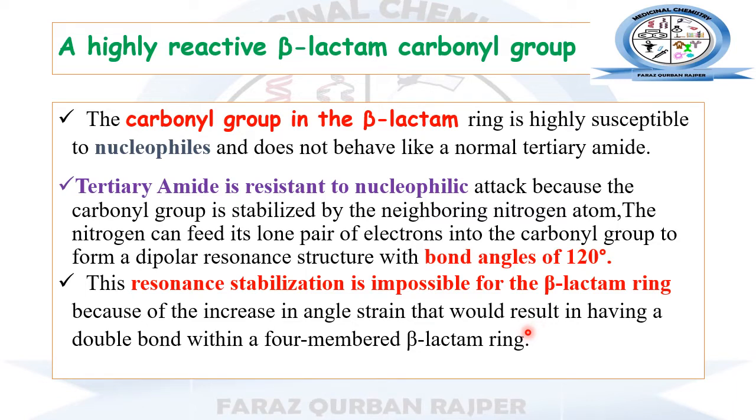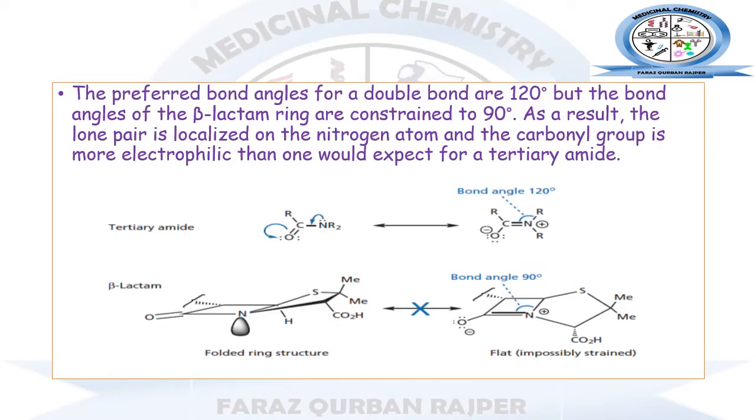But in the case of beta-lactam, this stable bond angle will not be formed, and due to this the angle torsional strain will be present, and ultimately it will destroy the activity of beta-lactam. So this is the diagram. This shows the tertiary amide. This is the chemical structure of tertiary amide.